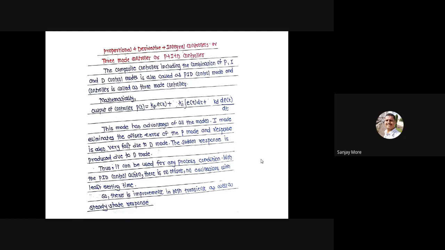Mathematically, the output of the controller P of t is equal to Kp into E of t, the proportional control output, plus the derivative control output Kd d by dt E of t, plus the integral control output Ki integration of E of t dt.